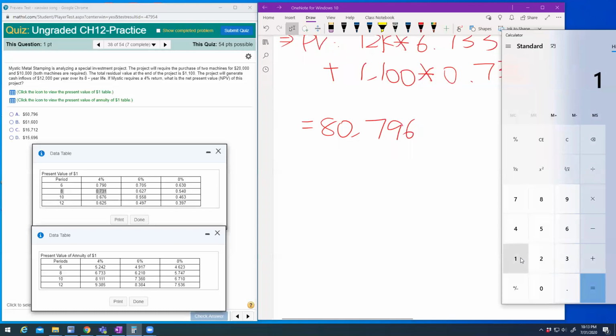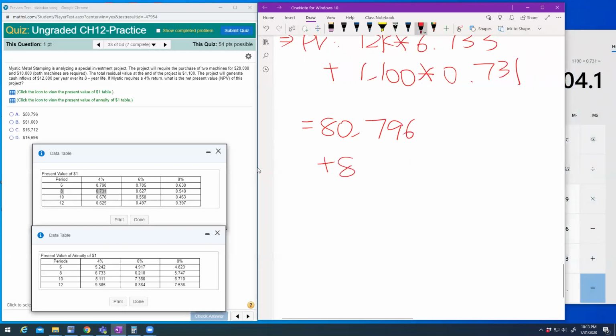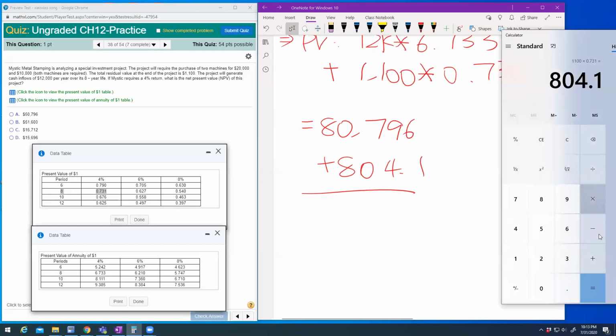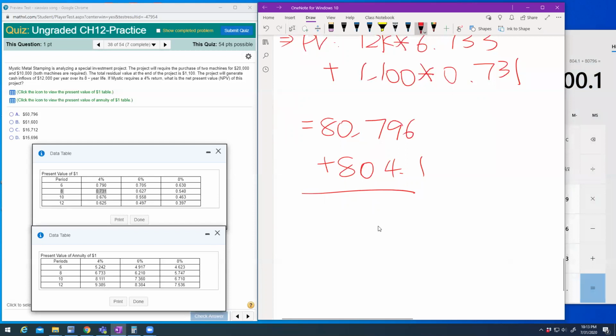And then the second one is 1100 times 0.731, so that gives me 804.1. And then you add your first, 8796, and you get the number 600.1. Okay, so are we done? Are we done? Yes or no?